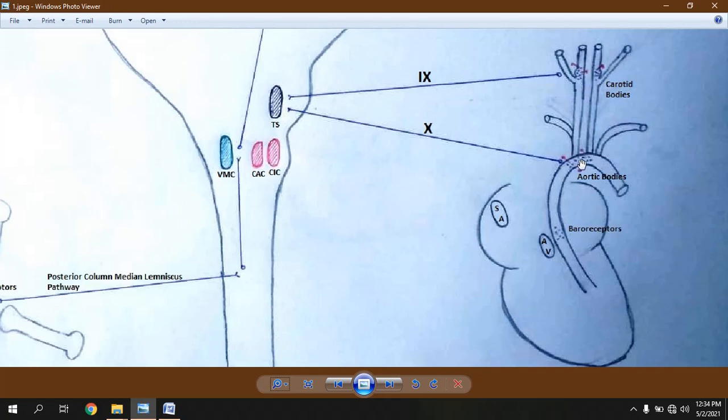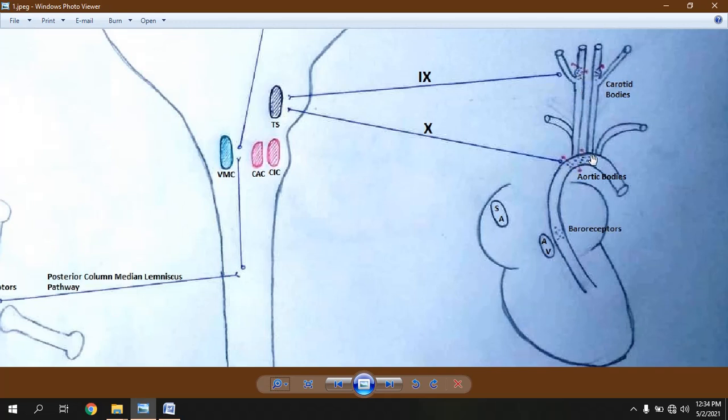This area is sensitive to the increased blood pressure, and this is not as much sensitive to the decreased blood pressure. This is also somewhat sensitive to the decreased blood pressure, but this is highly sensitive to the increased blood pressure, just like this one. But this has nothing to do with the decreased blood pressure as compared to this one.